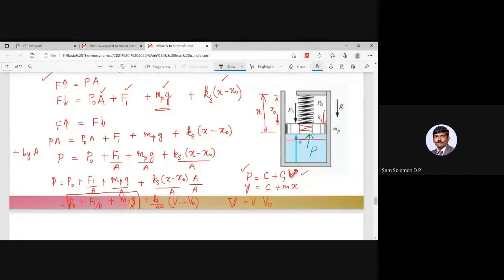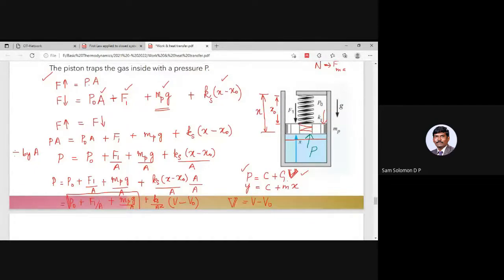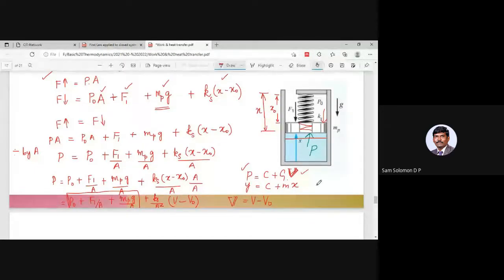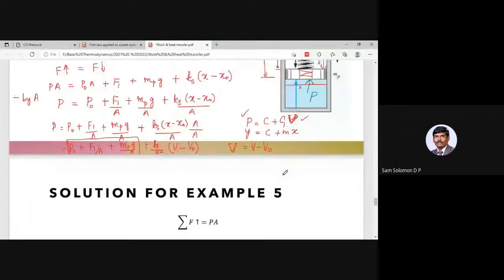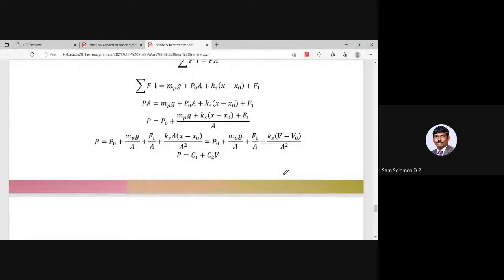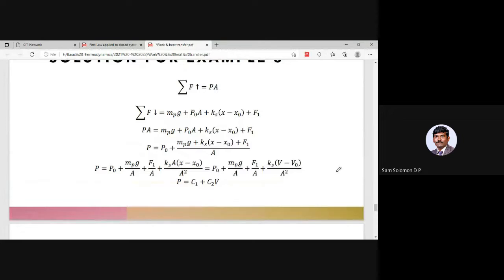Okay, so this is some volume V minus V naught. And now we are able to get an equation P equal to C plus C1V. Okay, that is another volume. So that is what is being shown here. Because of some constraint, I'm using the same V, but it is some other volume V, which is nothing but V minus V naught.